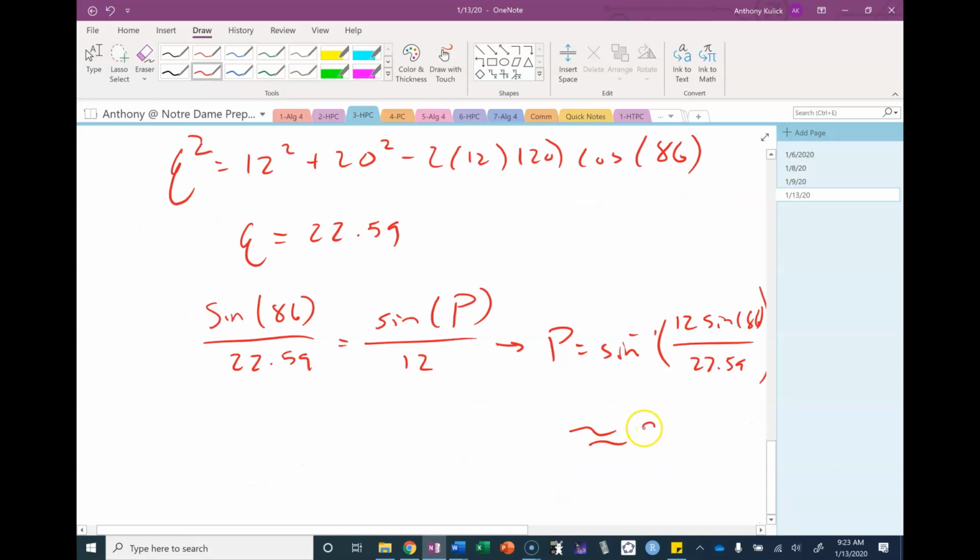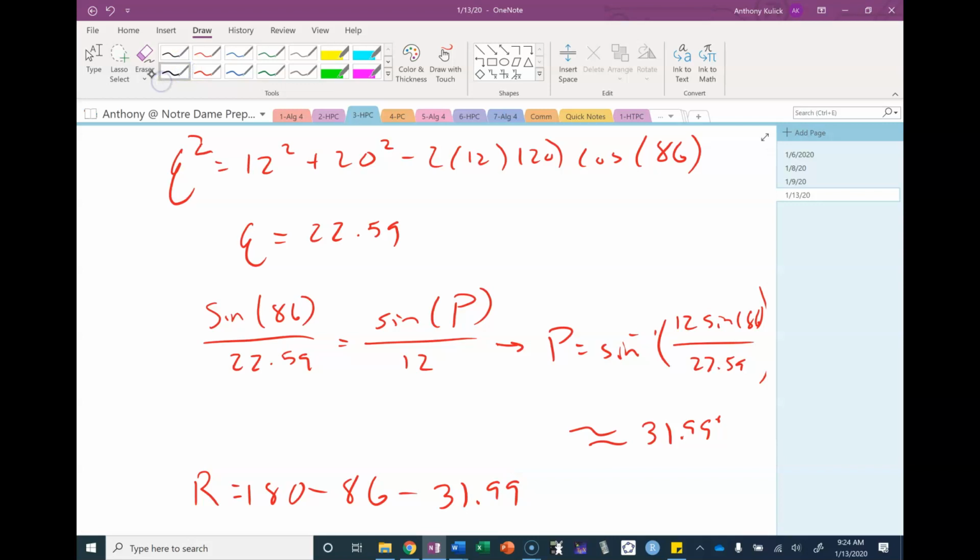I get 31.99 degrees. And then to solve for angle R, I can just do triangle sum. So remember, for a side side angle situation, you find the biggest angle first. And for the side angle side, you find the smallest angle first. If you do not do those, you're going to get answers that either don't make sense or are giving you some errors. So you got to be careful about those. Okay?